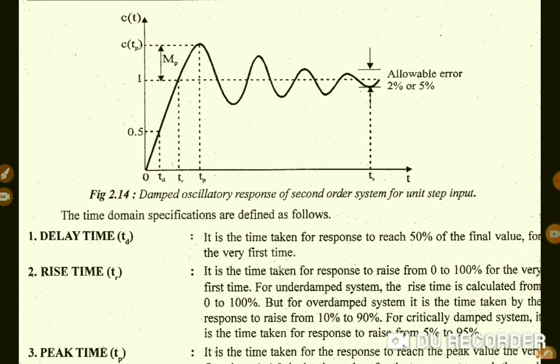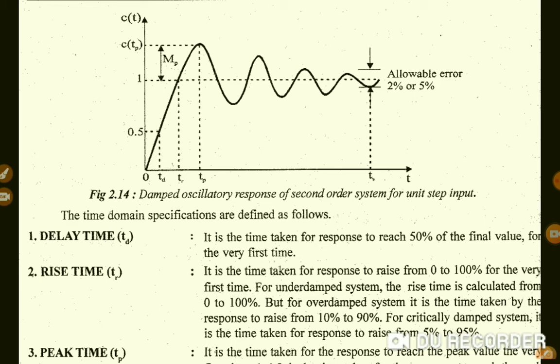For this, consider the damped oscillatory response of a second order system for a unit step input. With this oscillatory response, the author explains all the time domain specifications. The information is referred from the Control Systems book by A. Nagoor Kani.